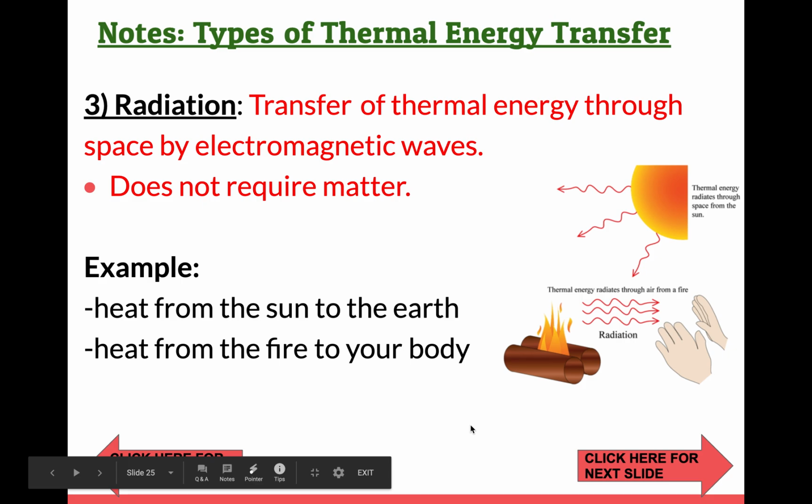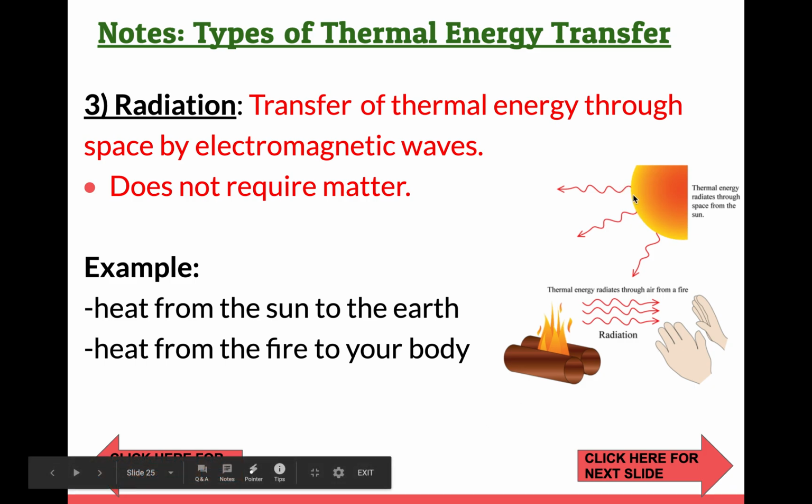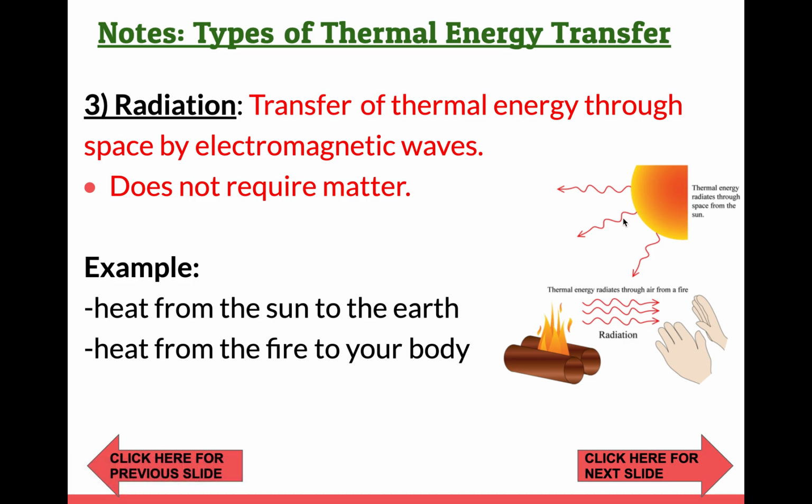Okay, last one, radiation. Radiation is the transfer of thermal energy through space by electromagnetic waves. Through space means that it does not require matter. So this is different from conduction, in that you don't need to have direct contact. You don't need the two substances to be touching in order for thermal energy to transfer through radiation, because radiation involves electromagnetic waves. These are the squiggly arrows that you see.